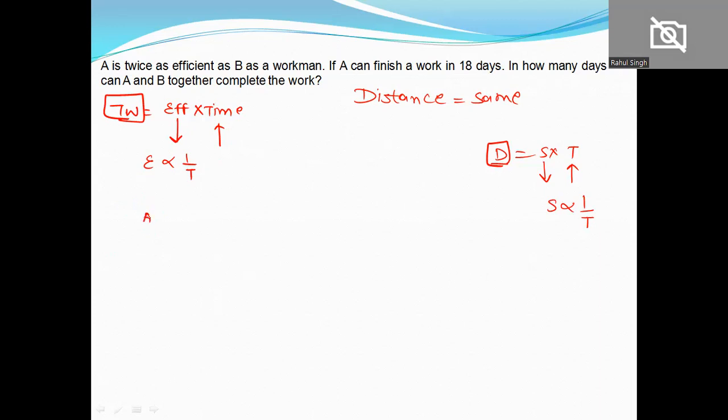So A is twice as efficient as B. So A is 2 times better than B. So the ratio of their efficiency will be 2:1. So that's the ratio of efficiency.